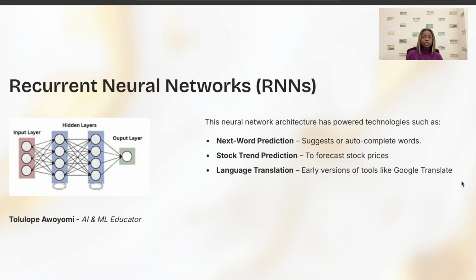Another is language translation. Early versions of tools like Google Translate used RNNs. Then after they used it for a while, they discovered a better approach to using neural networks for translations, and that will be the topic for next week, not this week. So let's move to the next one.